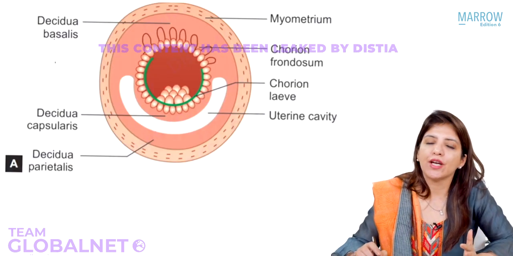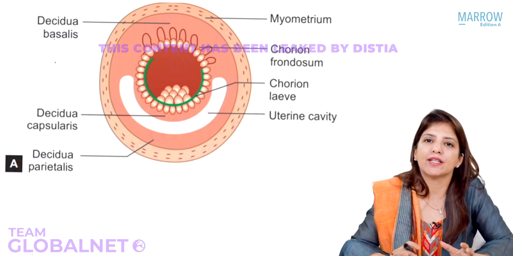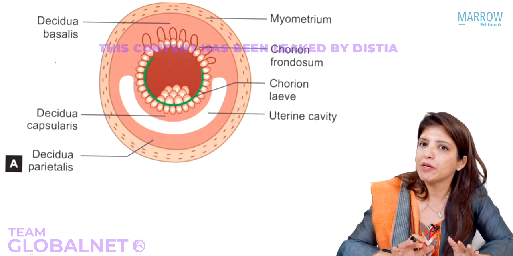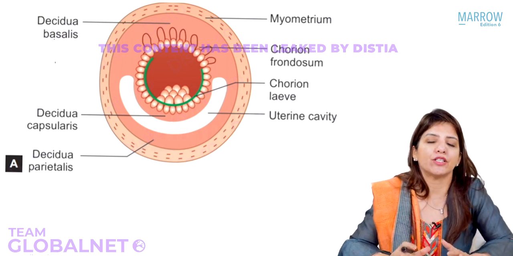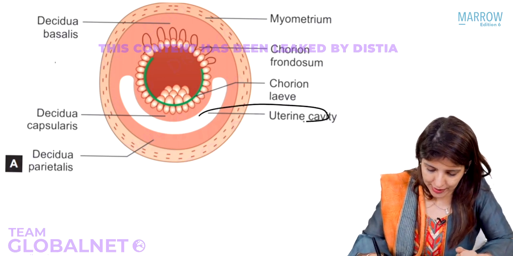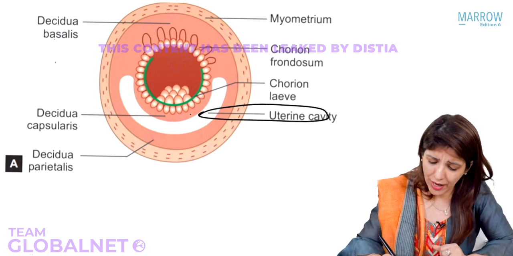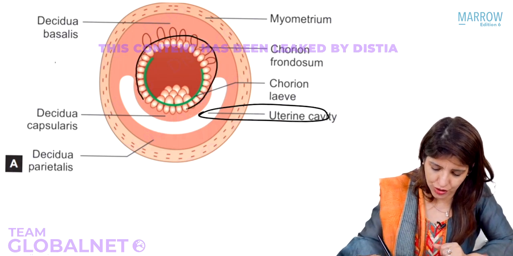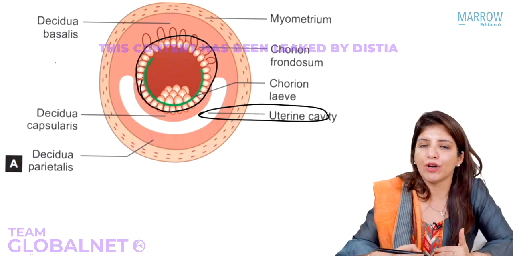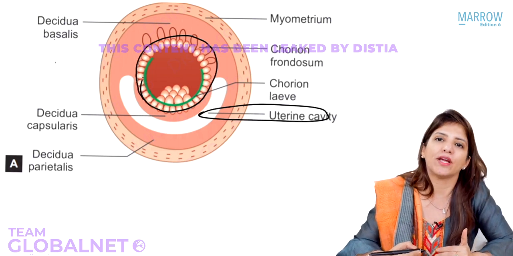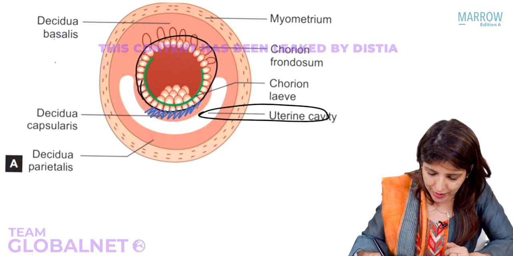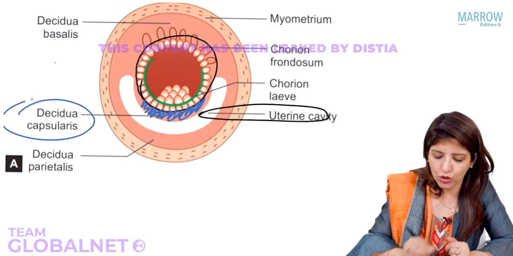This is a transverse section, and again any of the decidua can be marked as X on an image-based question and you can be asked to identify it. The same principle applies here as well. The first thing you have to identify is the uterine cavity, which will be marked and given to you. Over here this white color is the uterine cavity. Over here this is the blastocyst. Now, the decidua lying between the uterine cavity and the blastocyst is always decidua capsularis. So over here, this is decidua capsularis, and you can see it marked also.